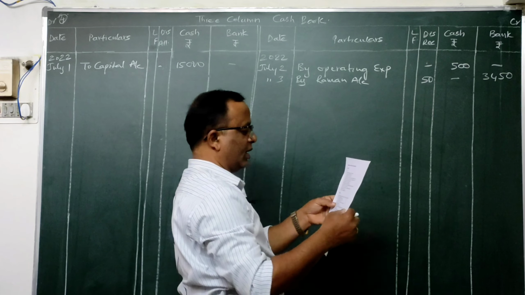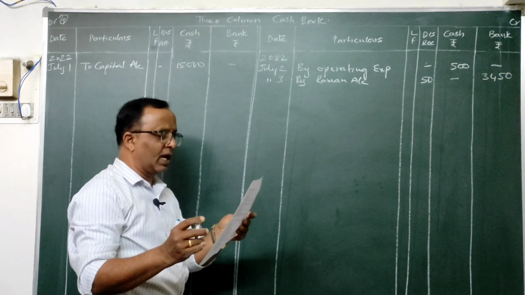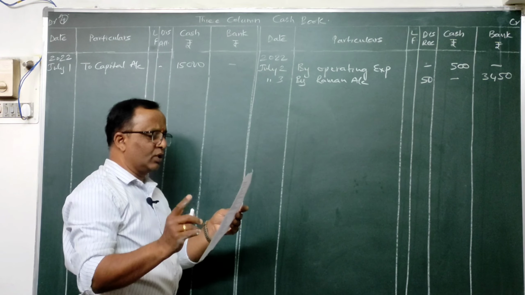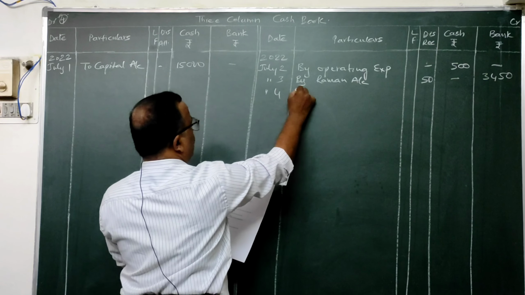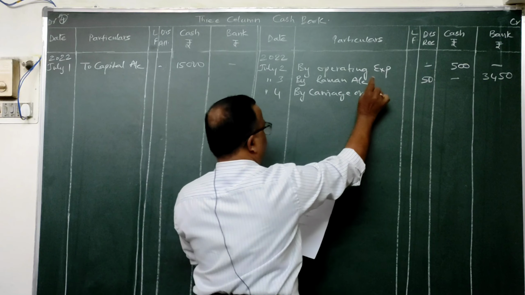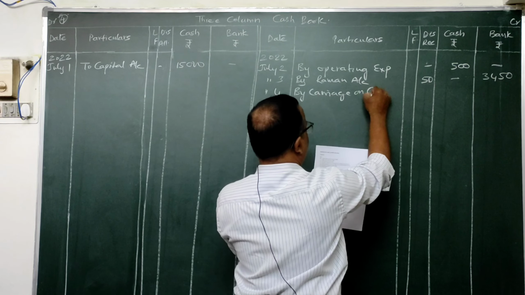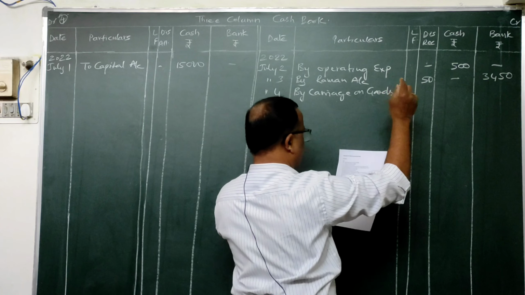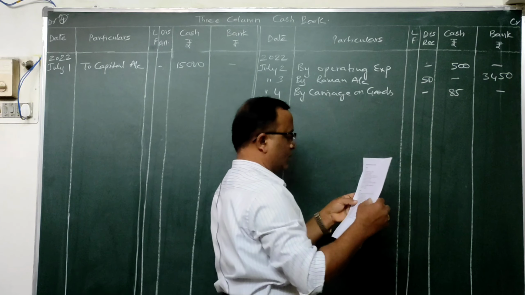Then fourth date, paid carriage on goods. When you have paid carriage on goods, your entry will be carriage on goods account debit to cash. So this is on fourth. It will be by carriage. Carriage on goods you can write, or carriage you can write. It is 85 rupees you have paid through cash.